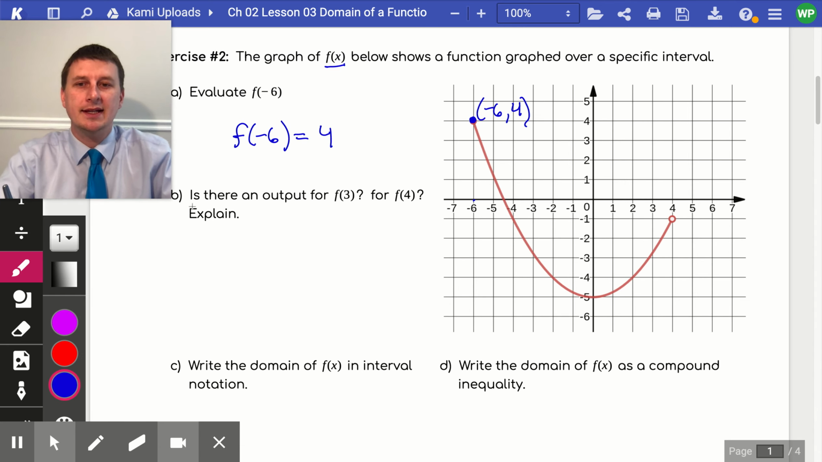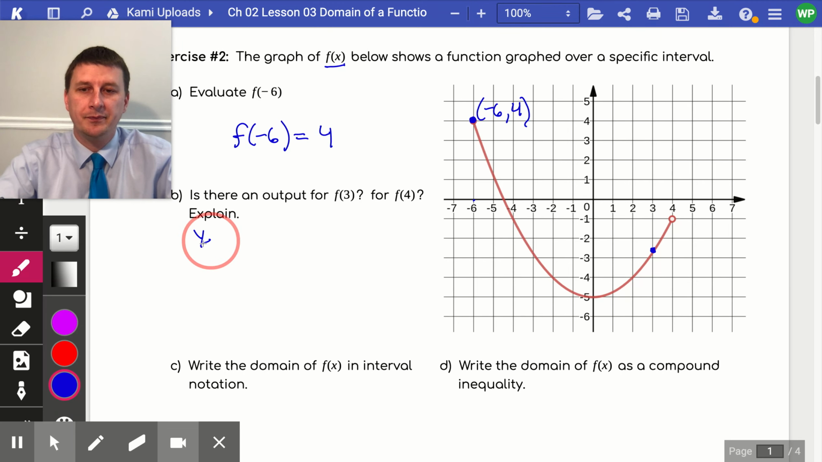In part B, it says, is there an output for f of 3? Or for that matter, f of 4? So let's start with f of 3, and we'll go to 3 on the x-axis. And in this case, we're going to have to go down to hit our graph. And it's between two numbers here.